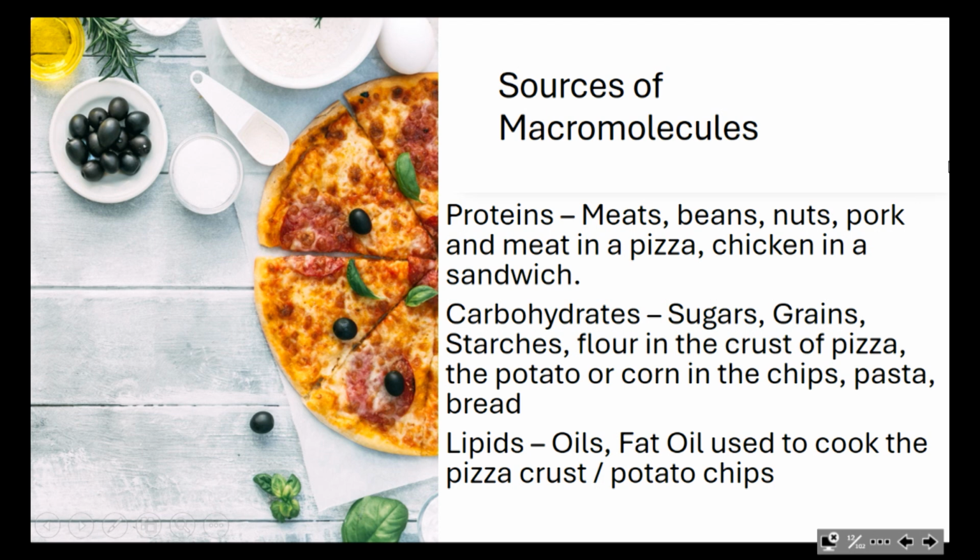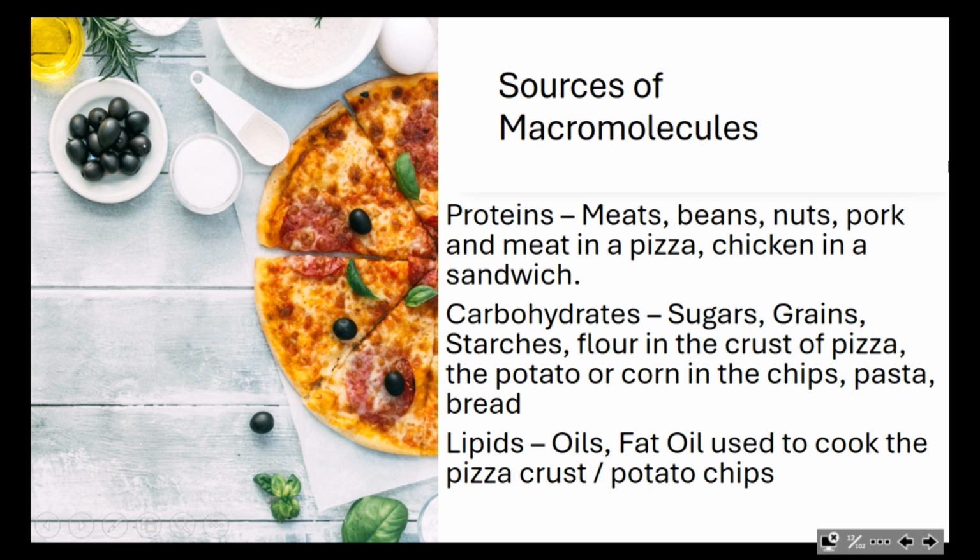Okay, where are you getting your carbohydrates from? Well, remember, carbohydrates are sugars and grains. In this pizza, you would find the carbohydrates in the starches and the flour that make up the crust of the pizza. Okay, other examples of carbohydrates would be certain types of chips, if they're made out of potatoes, or if it's a corn chip, those would be examples of carbohydrates as well. Also, pasta, bread, rice, and potatoes are all great examples of carbohydrates, okay?